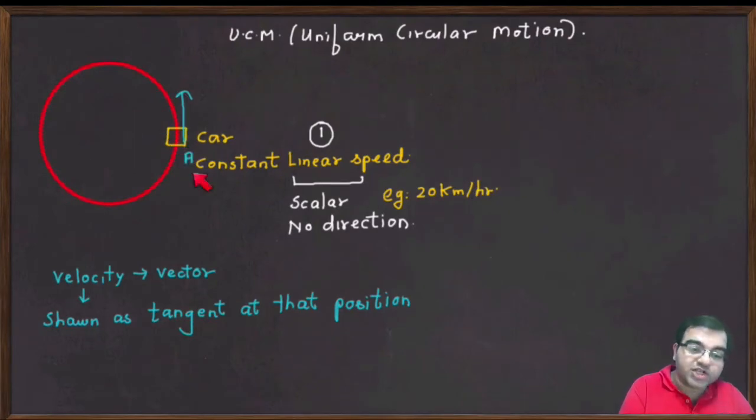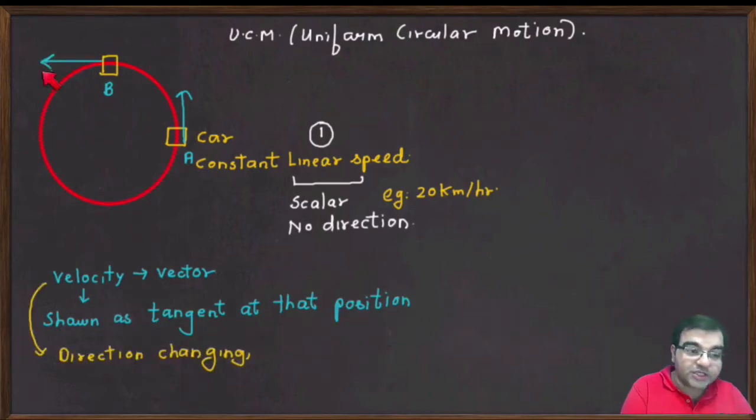So let's say at position A, I draw a tangent. Now the car is going to move from position A to position B. Now the car has moved from position A to position B. Now at this position, again, if I want to show the velocity, I have to draw a tangent at that position. So if I draw a tangent at that position, can you carefully see at position A, the tangent was pointing upwards. At position B, the tangent is pointing towards the left. So at position A, it is pointing upwards. At position B, it is pointing towards the left. Therefore, the direction is changing.